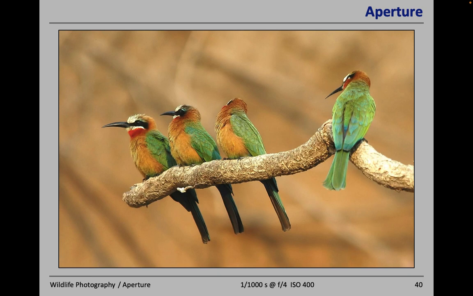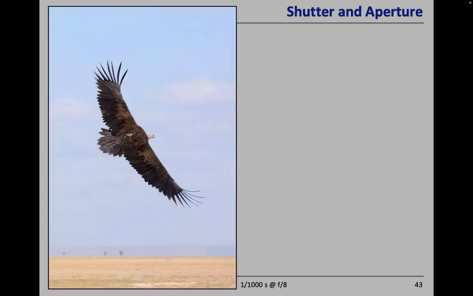So although I'm happy with these three, I'm not happy with this guy, A, because he's out of focus, and B, he's got his back to me. So he couldn't even be bothered to turn around to get them all nicely lined up. The same is true of other birds when they're in flight.